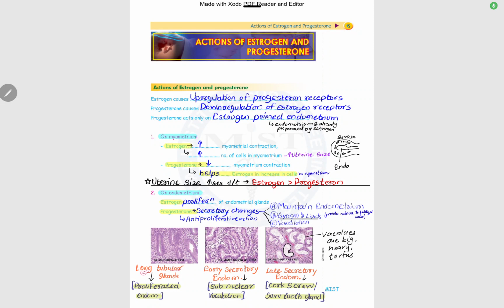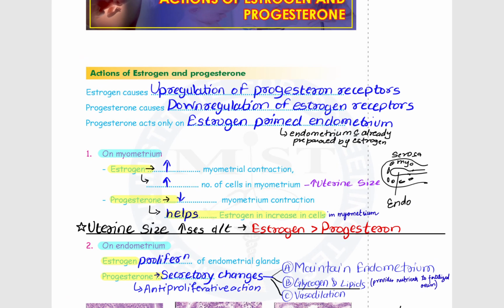The next topic, actions of estrogen and progesterone. Estrogen causes upregulation of progesterone receptors. Progesterone causes downregulation of estrogen receptors. So basically, estrogen is helping progesterone and progesterone is decreasing estrogen.